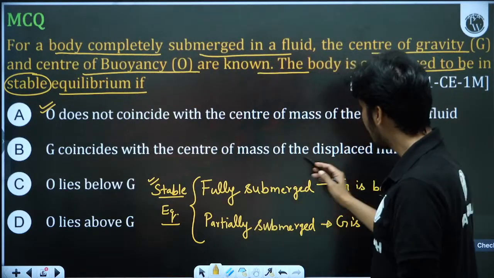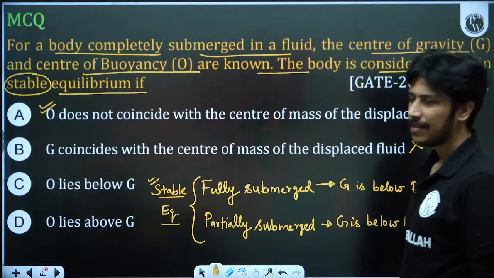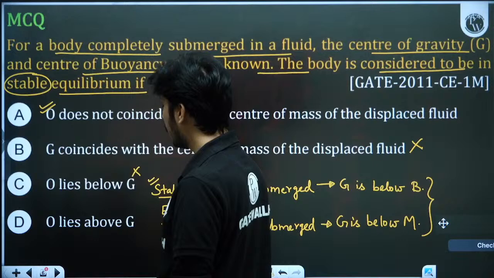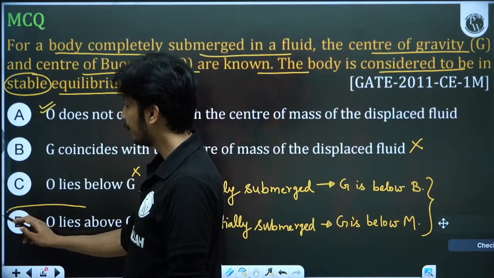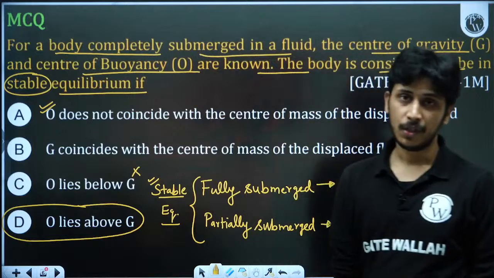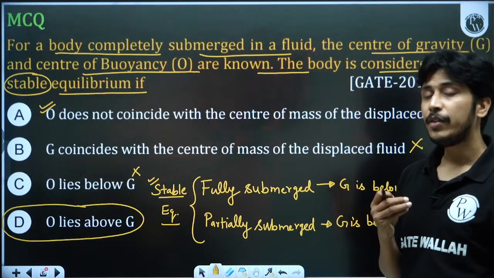G coincides with the center of mass of the displaced fluid. No, this is not the consideration here. We are not concerned about G and center of mass. O lies below G. This is also wrong. This is unstable. O lies above G. This is stable. This is also correct. Now here two options seem to be correct. Which option are we giving as the answer? Which do we feel is more correct?